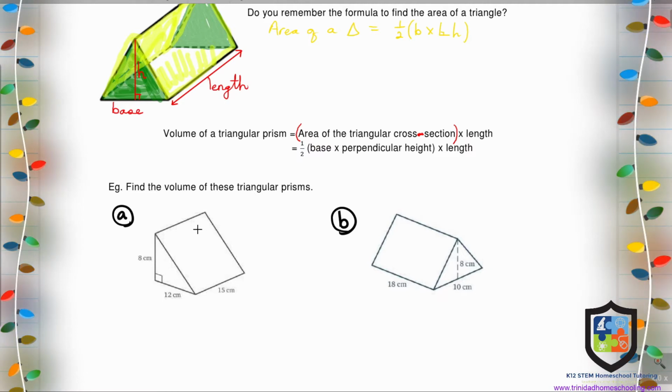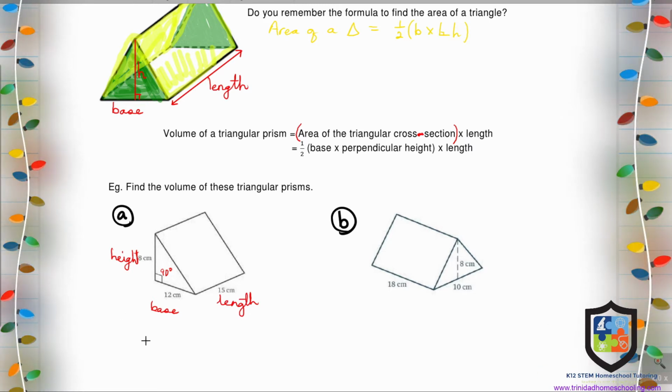Let's identify our base, our perpendicular height, and our length. So here's our triangle. This here is perpendicular. You see that little box there that represents the 90-degree angle. This here is our height. This is our base, because the height is perpendicular to the base. And this here is going to represent our length.